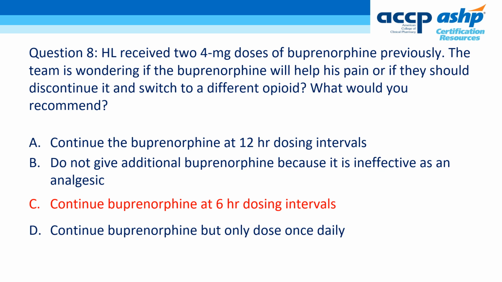The correct answer is C. Continue buprenorphine at 6-hour interval. Buprenorphine has analgesic properties as a partial opioid receptor agonist, but again, these effects only last 6 to 8 hours, so it is best to divide the dose every 6 hours.